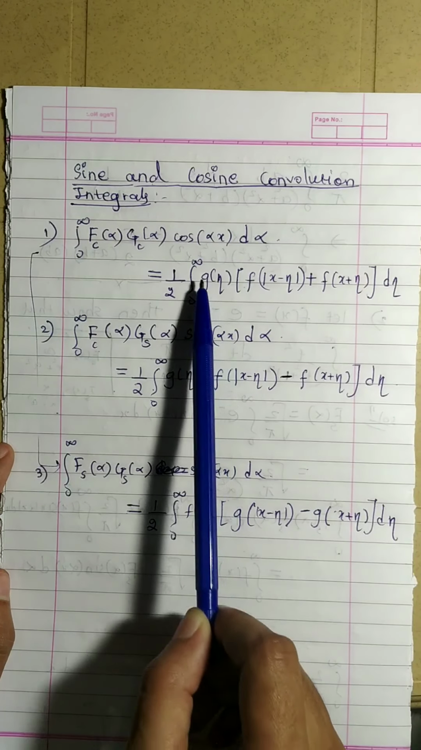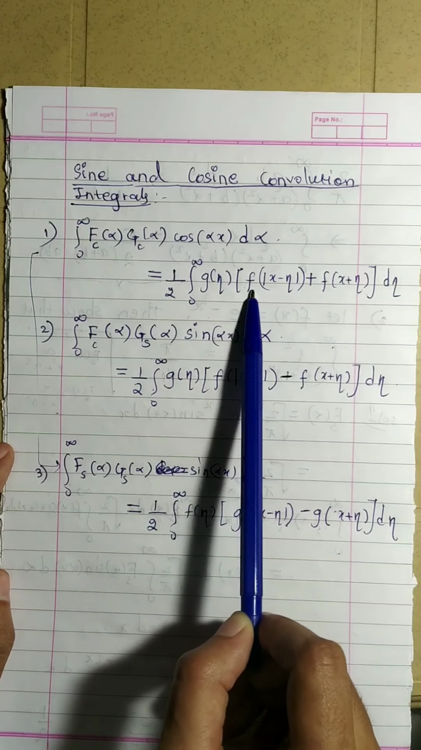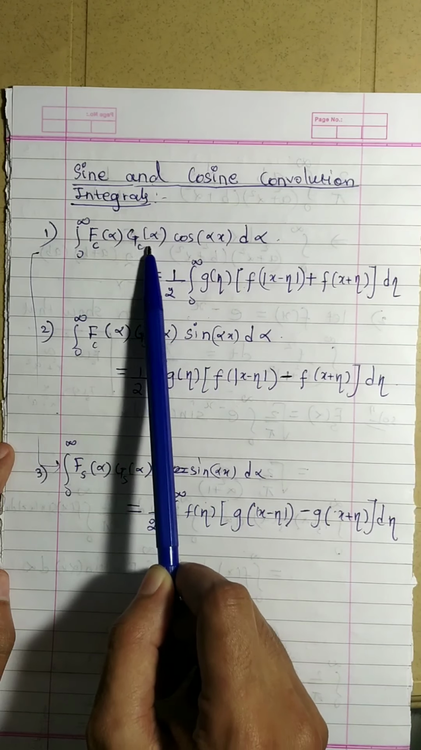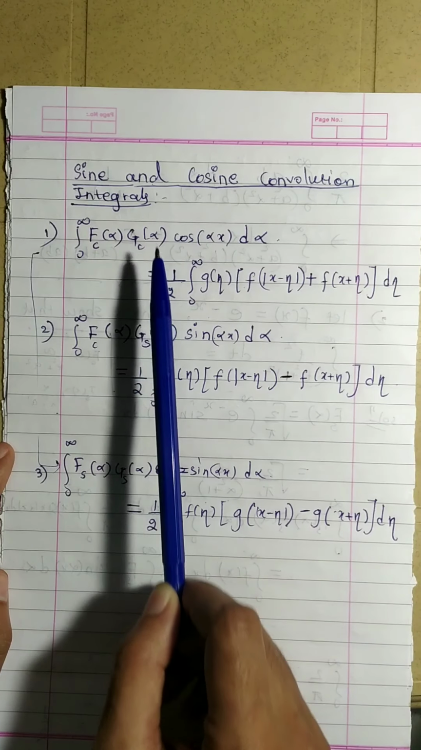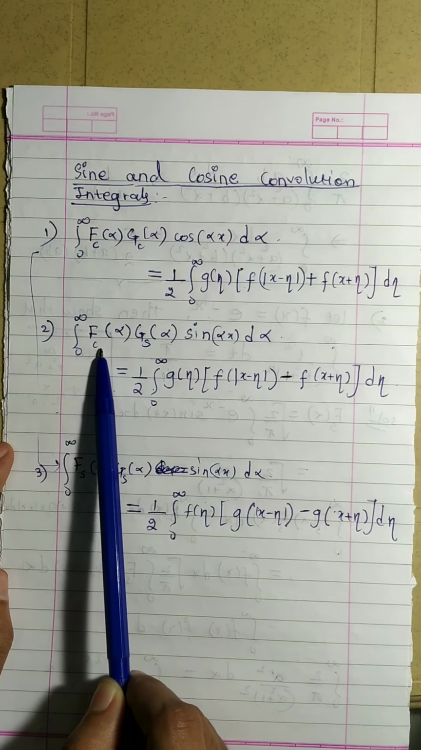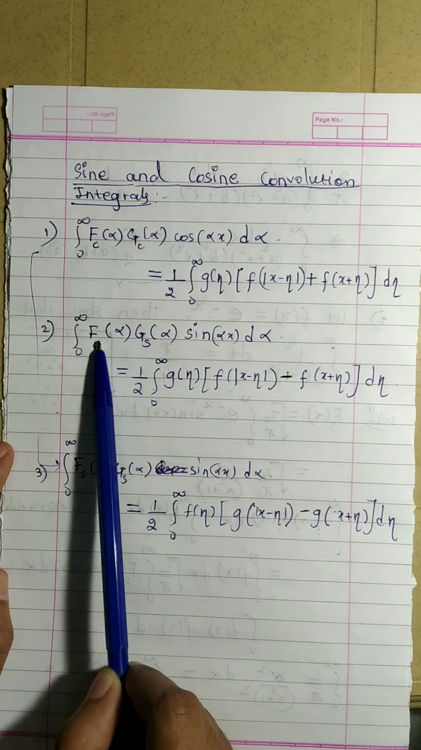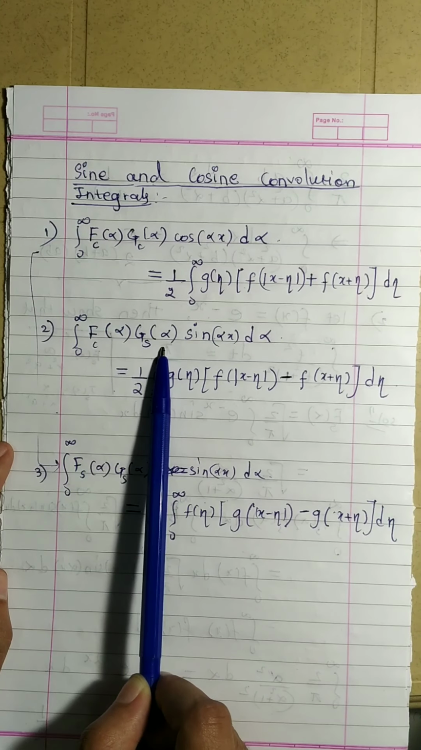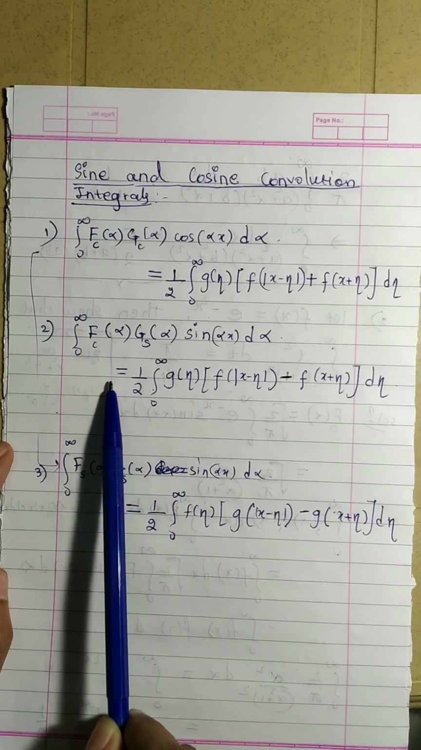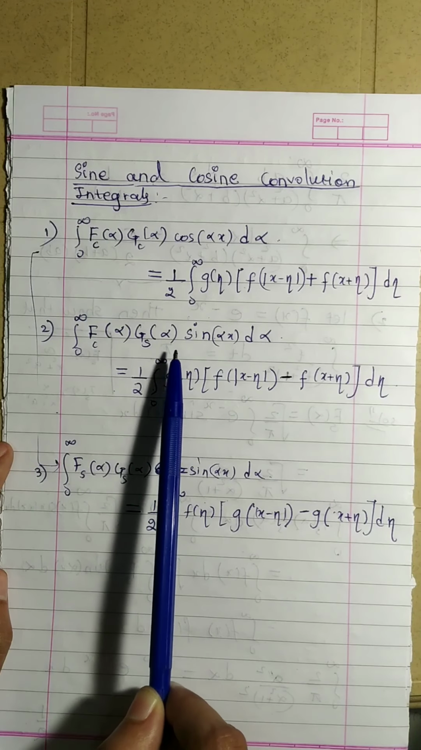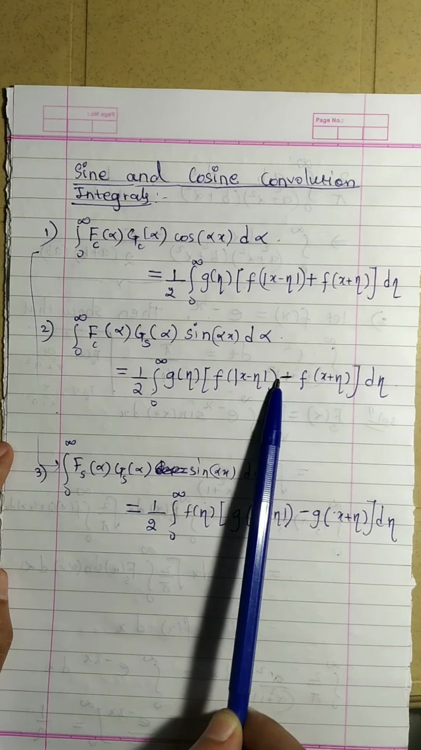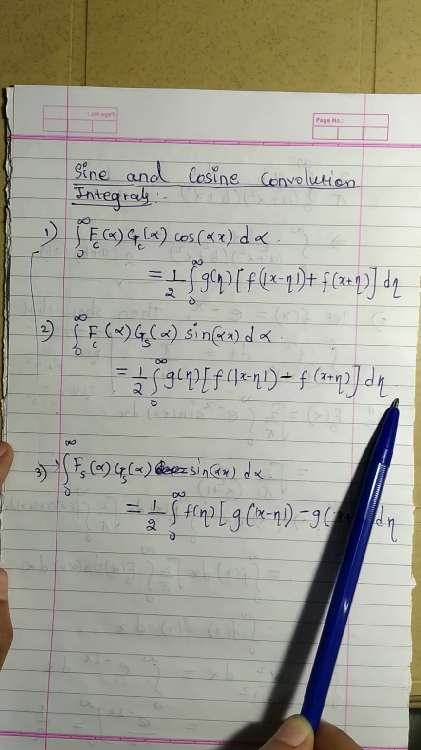These properties can be easily proved by using the trigonometric formulas and by substitution of these integrals. The next one is the integral from 0 to infinity of the Fourier cosine transform of the function f of x into the Fourier sine transform of the function g of x into sine alpha x d alpha, equal to 1 upon 2 integral from 0 to infinity g of theta into f of this, here it's the minus sign, into d theta.